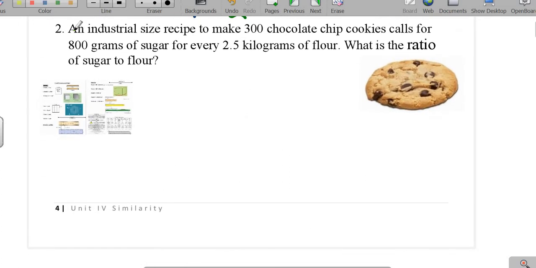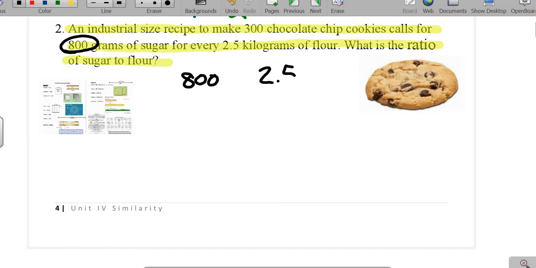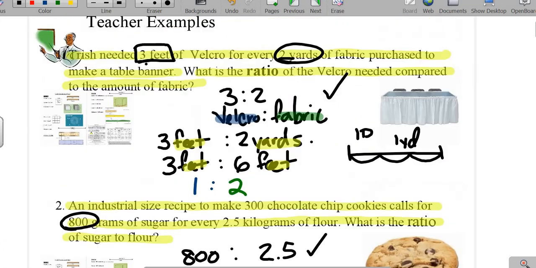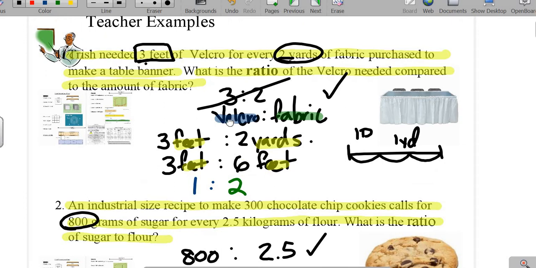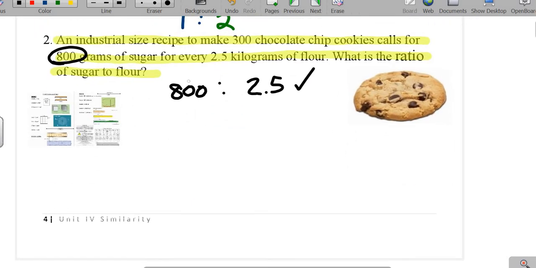Let's do this again. An industrial size recipe to make 300 chocolate chip cookies calls for 800 grams of sugar for 2.5 kilos of flour. What is the ratio of sugar to flour? Once again, the most common mistake is that we simply take the numbers 800 to 2.5 and we call it done. But that would be wrong. Just like it was wrong up here, it is wrong down here.